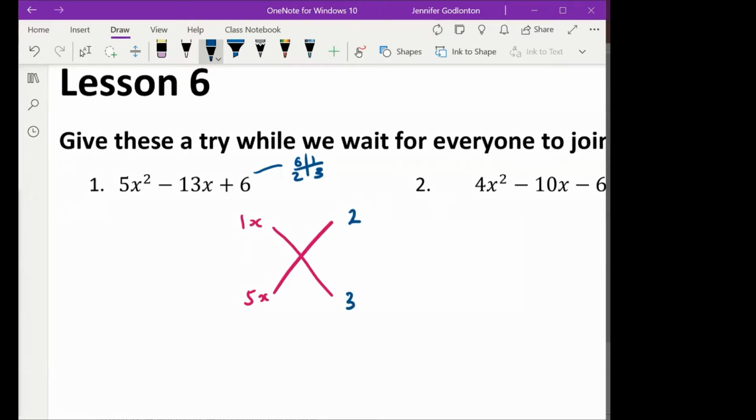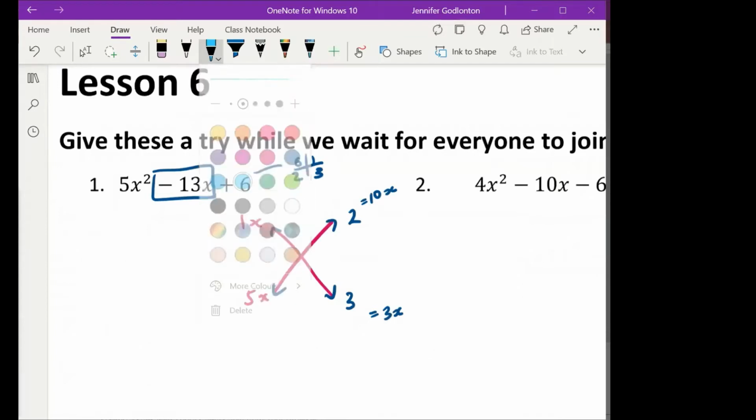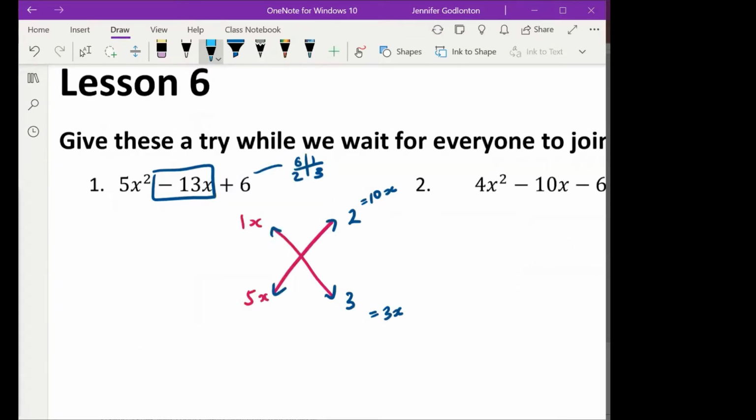Okay, so let's have a look. So 1x times 3 is going to give us 3x. And 5x times 2 is going to give us 10x. And we are wanting negative 13x. So what do we have to do now? Because I love the 10 and I love the 3, but what signs do they have to be? You are extremely close now.